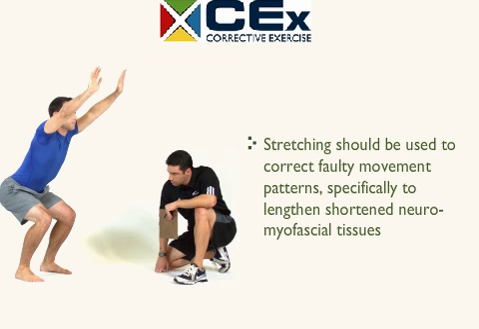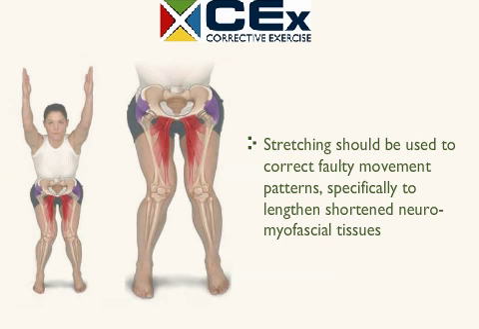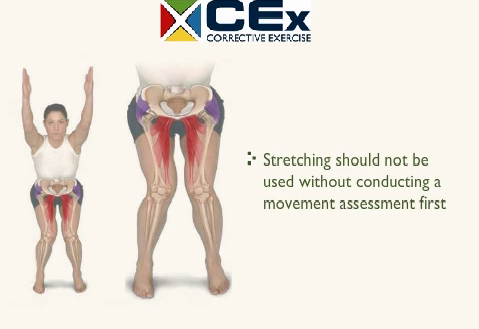Stretching should be used to correct faulty movement patterns found during the functional movement assessment, specifically to lengthen shortened neuromyofascial tissues, such as the adductor complex when a client's knees cave in during the overhead squat assessment. Stretching should not be used without conducting a movement assessment first. Please refer to the exercise video library for examples of static stretching techniques for different muscle groups.